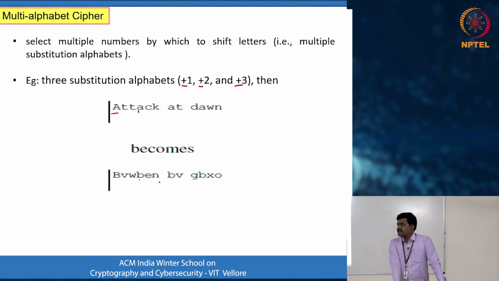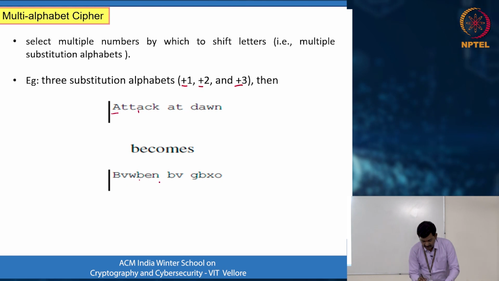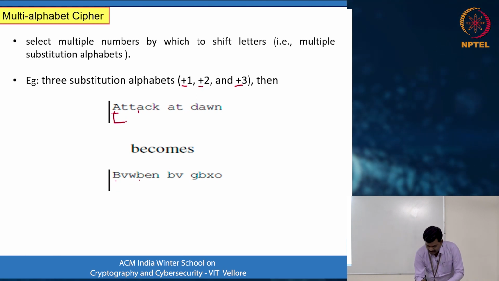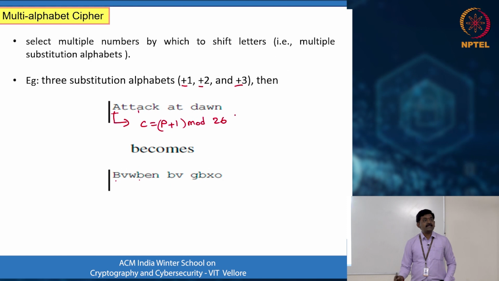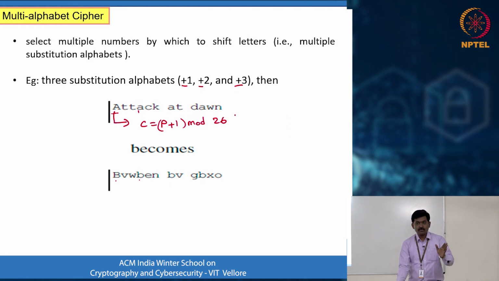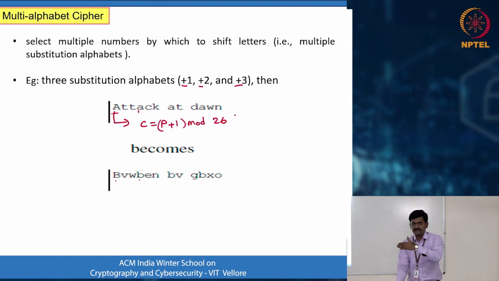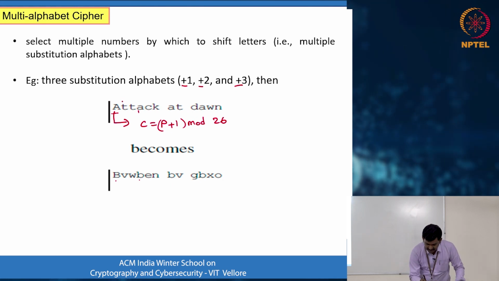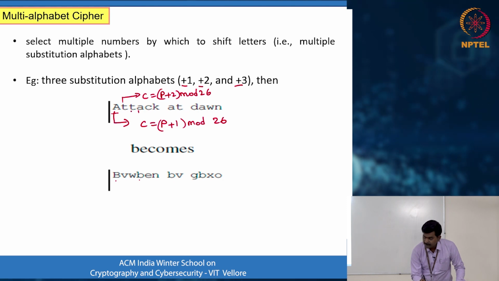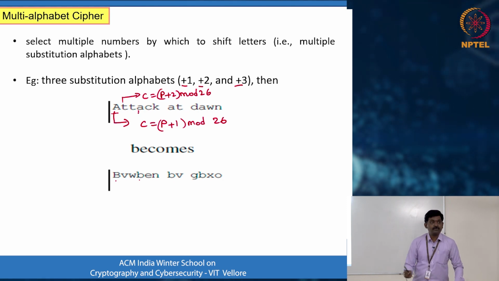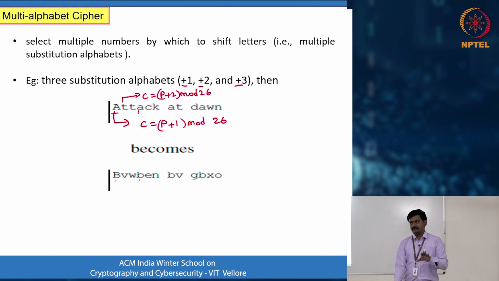So, for my first alphabet, what I did, C is equal to P plus 1 mod 26. In the case of Caesar cipher, the same rule holds for all alphabets. But in this case, second alphabet is C is equal to P plus 2 mod 26. What about third? P plus 3. What about fourth? P plus 1.